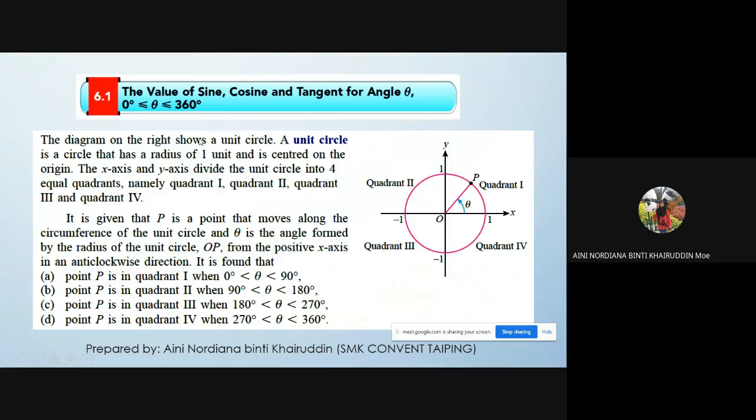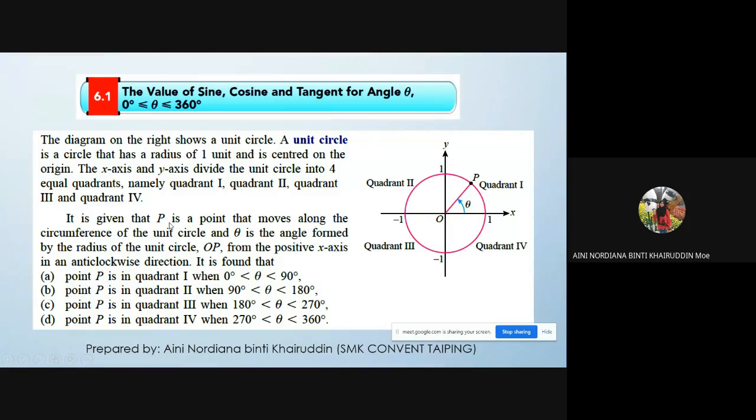So the diagram on the right shows a unit circle. Unit circle is a circle with radius 1. Dia punya syarat, dia mesti radius dia value 1, and then we call it as unit circle. It's centered on the origin. The x-axis and y-axis divide the unit circle into 4 equal quadrants, namely quadrant 1, quadrant 2, 3 and 4. Yang ni semua dah tahu kan?